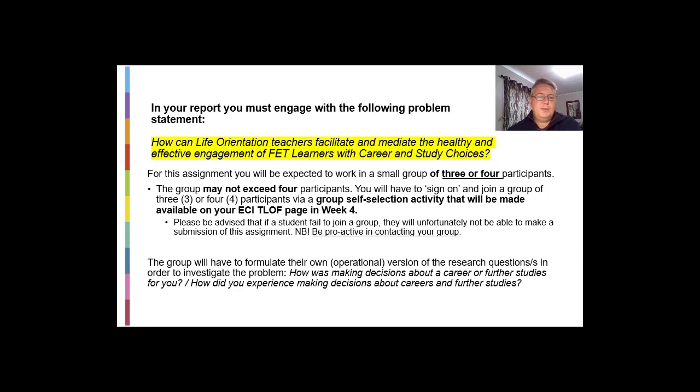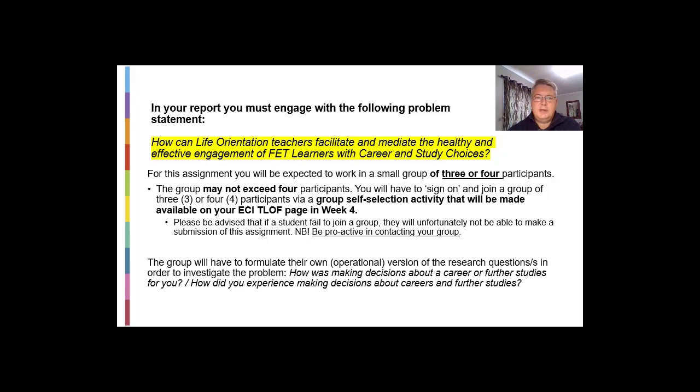Right, then it's also, I thought it's very important to just share with you at this point, the group will have to formulate their own operational version of the research question, okay, in order to investigate this problem. So there's my 2 suggestions, maybe something like, how was making a decision about career and further study for you, or maybe more grammatically correct, how did you experience making decisions about career and further study? So those right at the bottom there, 2 different options, and this will basically be the question that you pose to each other.